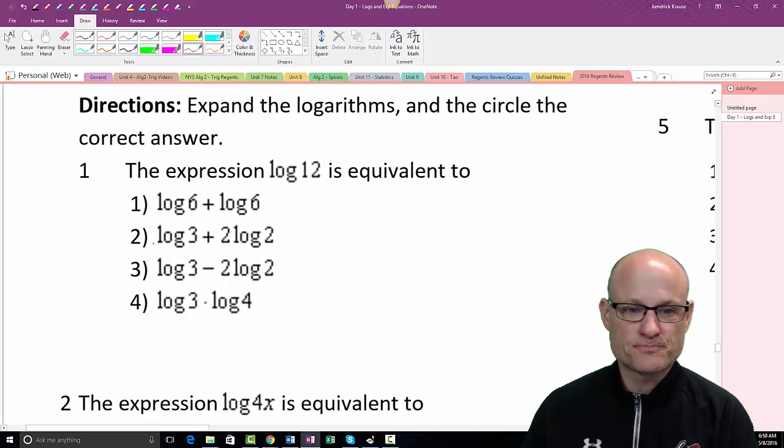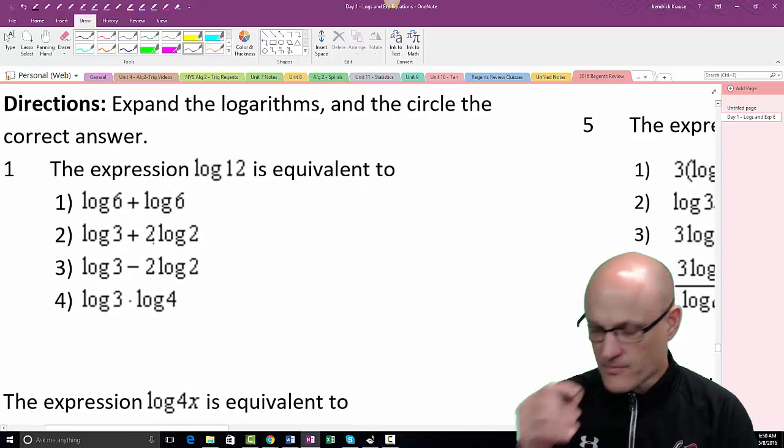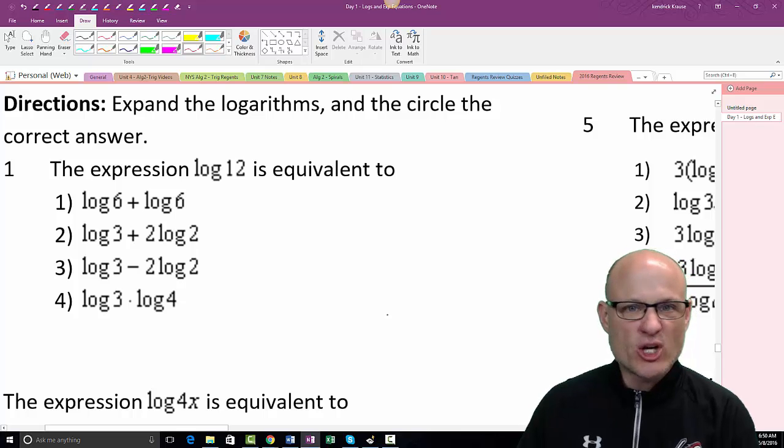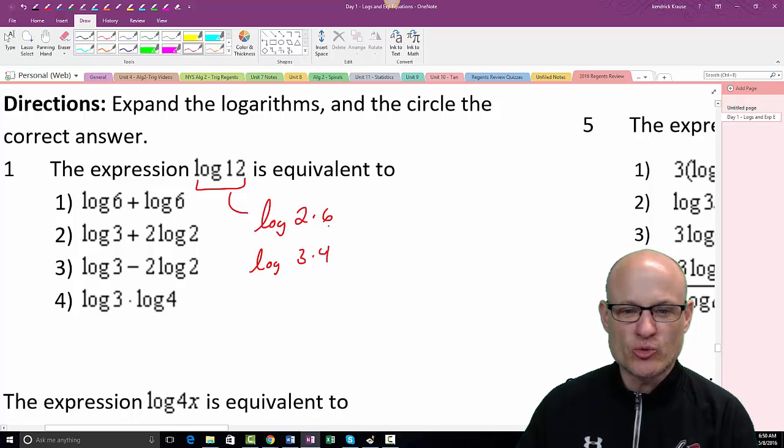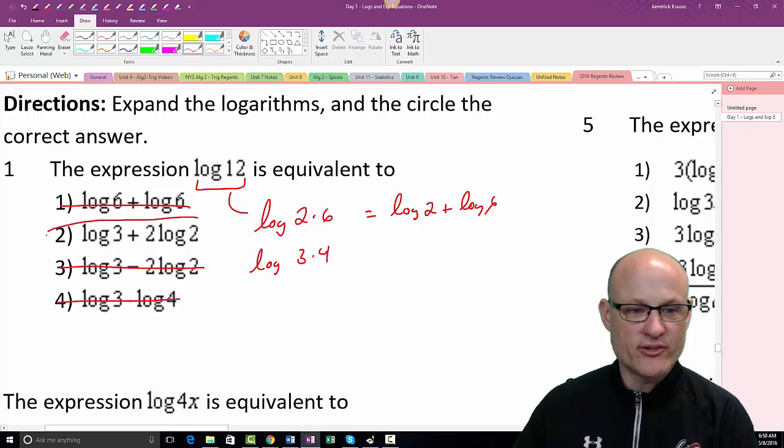All right. Now let's get to work. We're just going to quickly go through these. I want to convert log 12. Okay, so I can rewrite that as log of 2 times 6 or log of 3 times 4. But either way, it's multiplication, and multiplication turns into addition. I see 6. That can't be right because this would be log of 2 plus log of 6. That's all right. It's not subtraction, and we're not going to multiply. So it actually is this one.